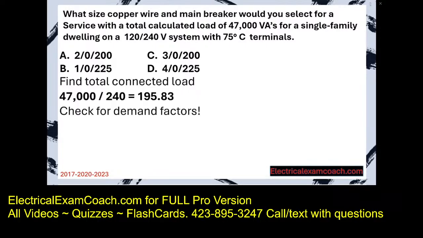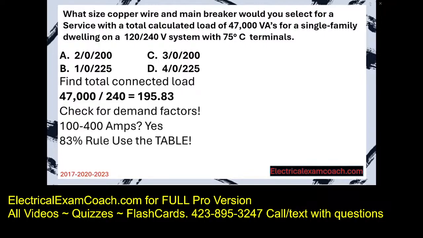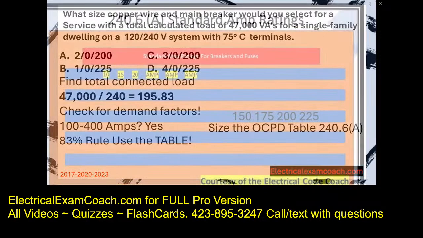Is this in between 1 and 400 amps? Yes. Is this on a single family dwelling? Yes. So the 83% rule does apply. So we get to use the table. Step 1, we're going to size our overcurrent protective device. And we're going to head to table 240.6(A). We have a 196 amp known load. We're going to choose the next size up and put it on a 200.